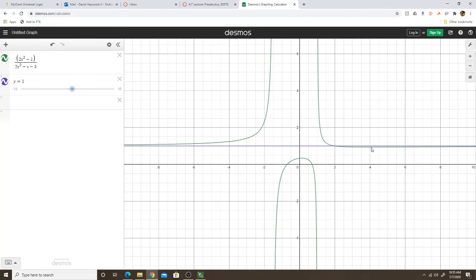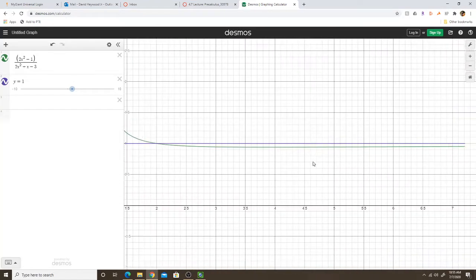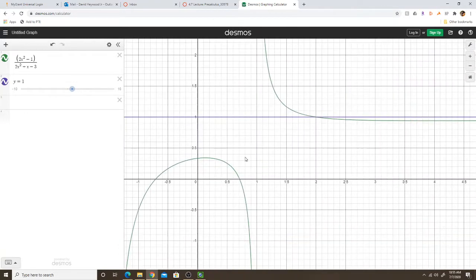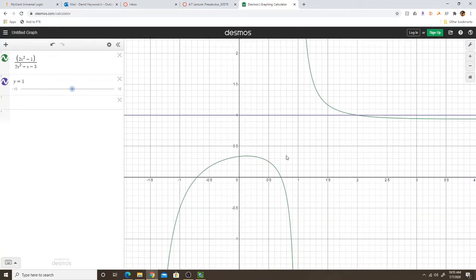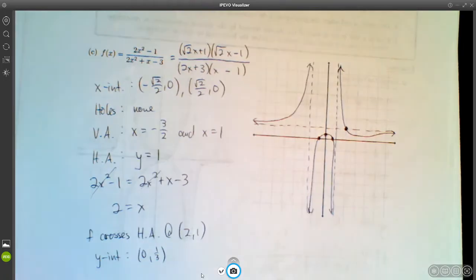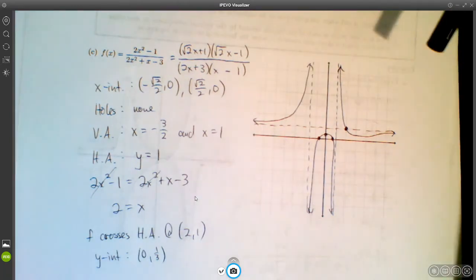Anyway, so that's that. Kind of interesting. See, rational functions I think are fun. I think they're a lot of fun to graph, right? The way that we can kind of figure them out. Okay, 3 more.